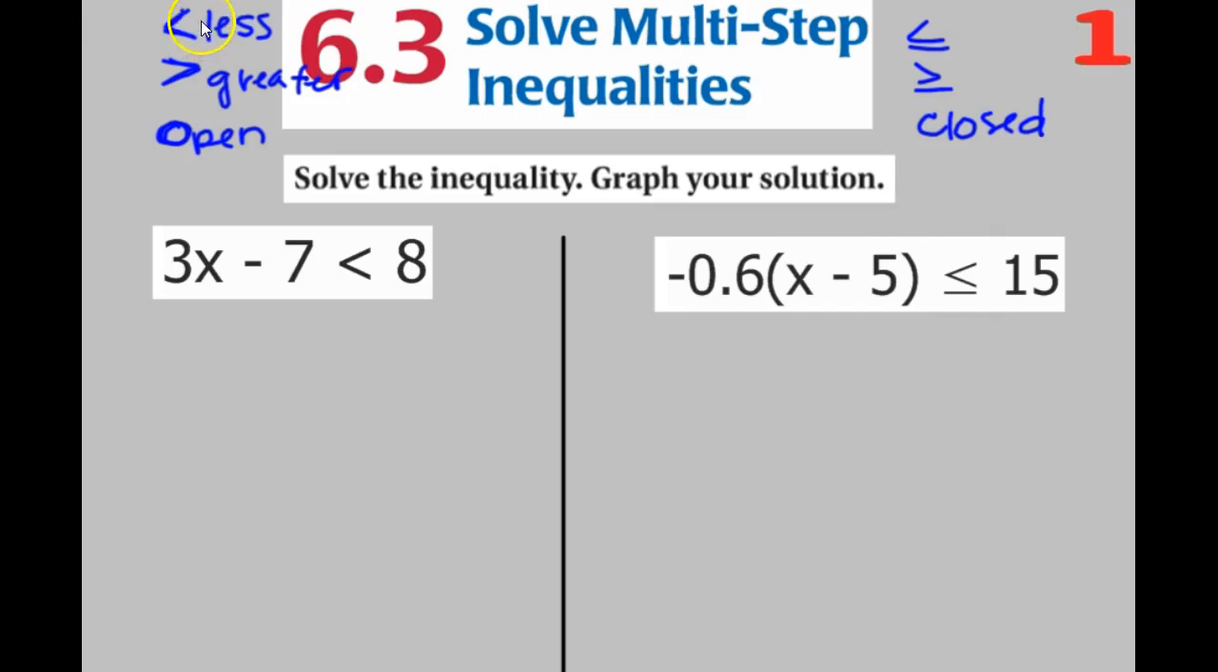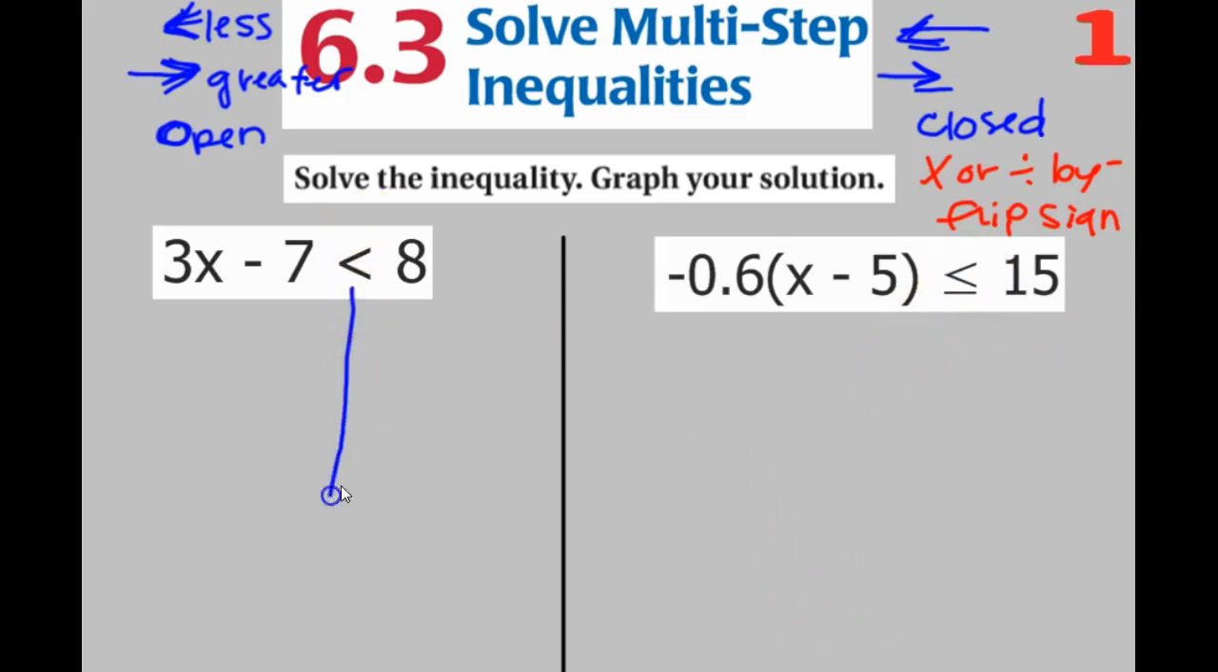And again, less than would be pointing to the left, greater than would be pointing to the right. Same thing over here with the closed circle. Less than would be to the left, and greater than would be pointing to the right. One last thing before we start is that if you multiply or divide by a negative number, you have to flip your inequality sign. So it would flip from less than to greater than, or vice versa.